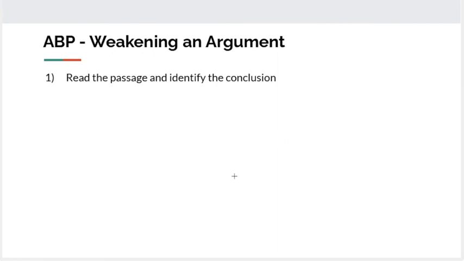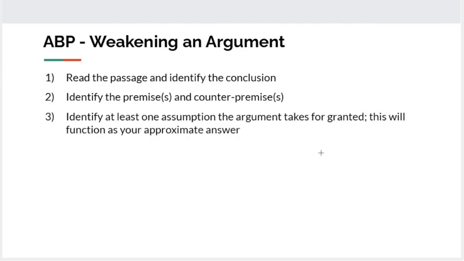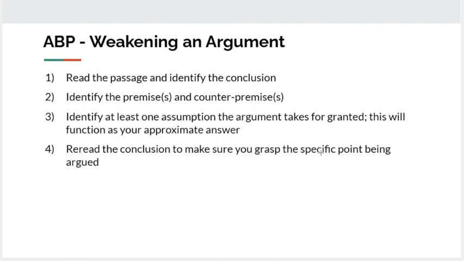So our process for these questions is very similar to the strengthening an argument questions. We read the passage and identify the conclusion, then use the conclusion to work backward and identify the premises and counter-premises, as the case may be. Then we want to identify at least one assumption that the argument takes for granted, and this will give you a head start on your approximate answer. Then we want to reread the conclusion to make sure we grasp what the specific point is that's being made.